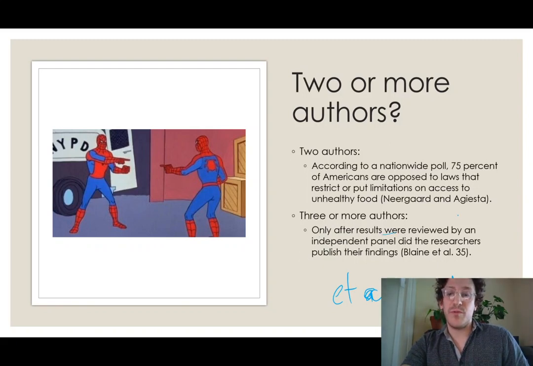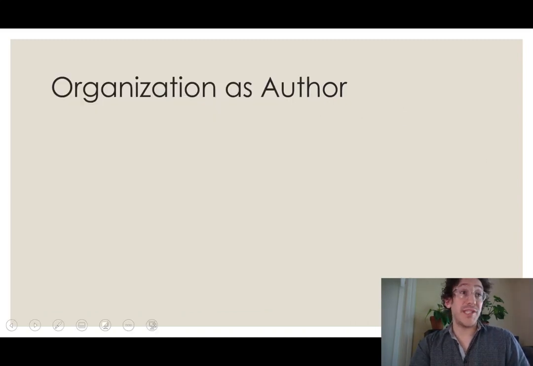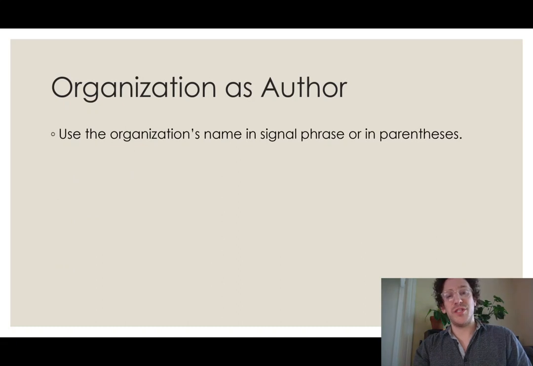Only after results were reviewed by an independent panel did the researchers publish their findings. All right, so they're just kind of summarizing some information about some study, and we see that it comes from Blaine et al. Okay. What if you have an organization as the author? What if it's not a person, but an organization like the CDC, the Centers for Disease Control, or a company like Procter and Gamble, right? What if they release some publication that you're quoting or some press release? Just use the organization's name in the signal phrase or use it in parentheses.